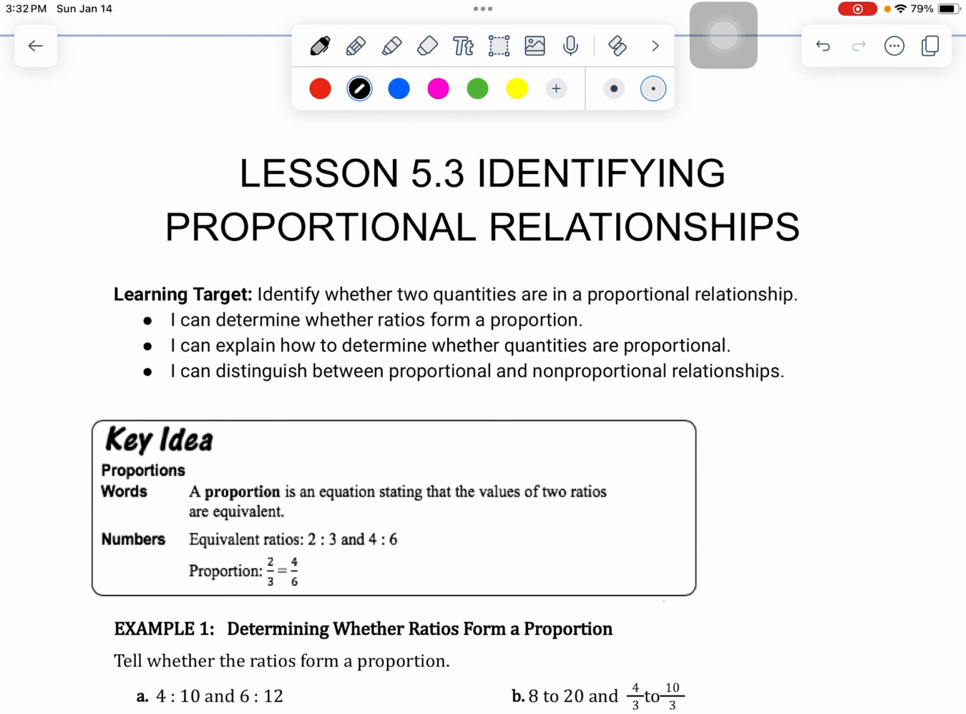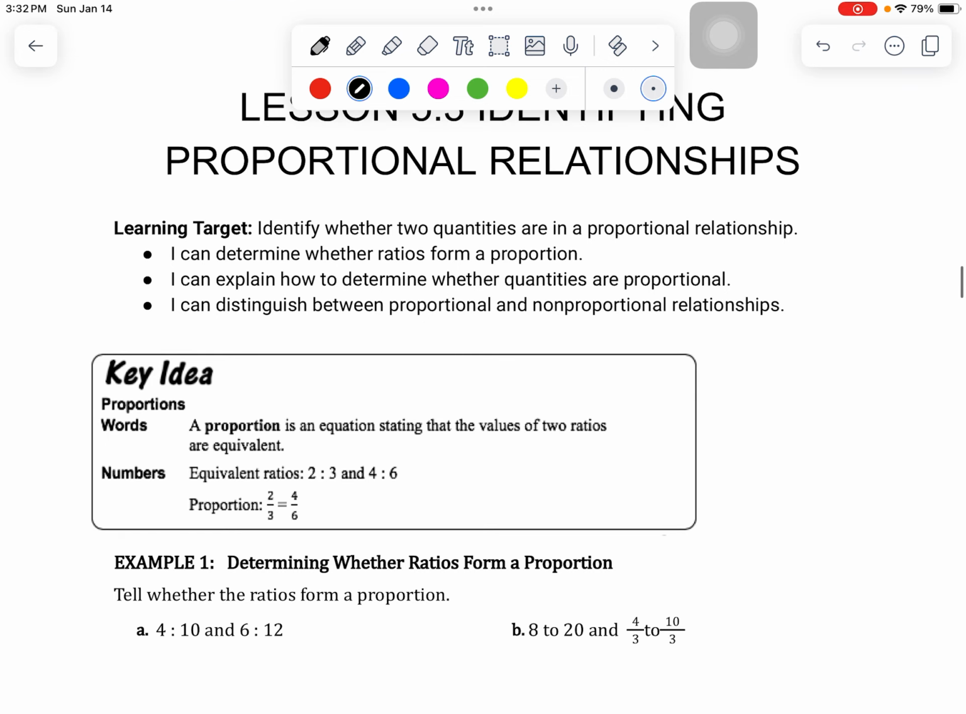Alright guys, today we're going to be looking at lesson 5.3, identifying proportional relationships. So when we're looking at a proportion, we can see that a proportion is an equation stating that the values of two ratios are equivalent. So a proportion has a ratio on either side and an equal sign in the middle. So here you can see the example they gave is 2/3 is equivalent to 4/6.